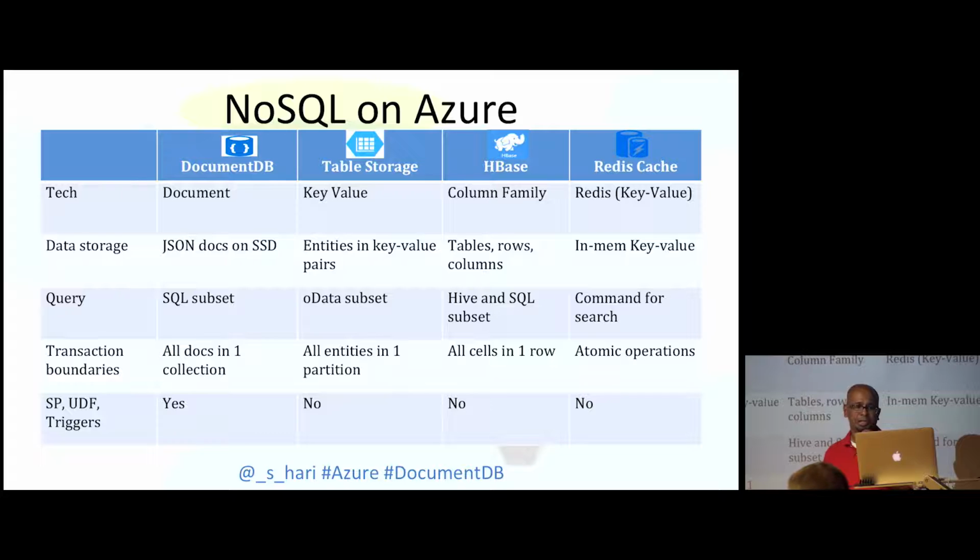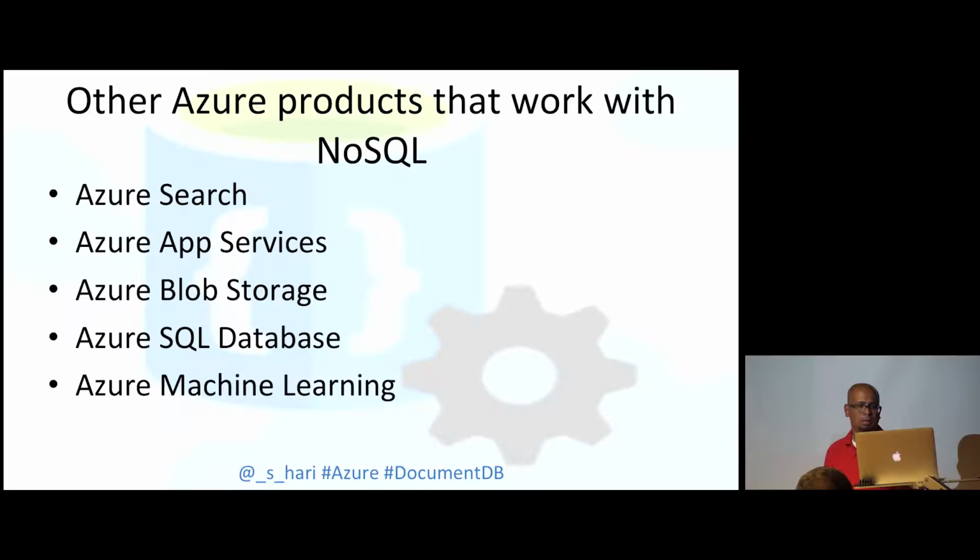Table storage, Azure Table storage, is more of a key value pair. Again, we'll probably not dive in any kind of depth with these types of databases, but these are just for knowledge. You have HBase, which is the Hadoop type column family store, and you have Redis, which is used for caching. Again, it's a key value pair.